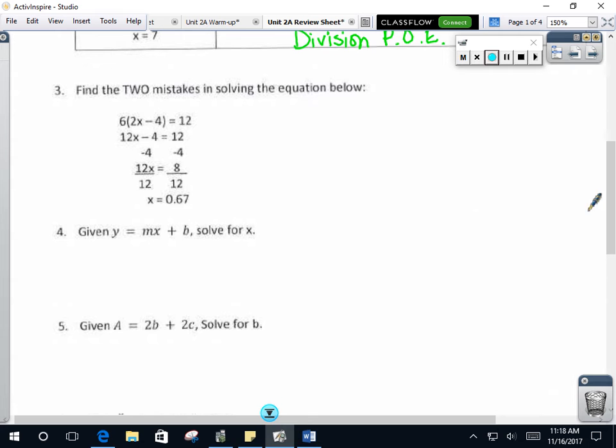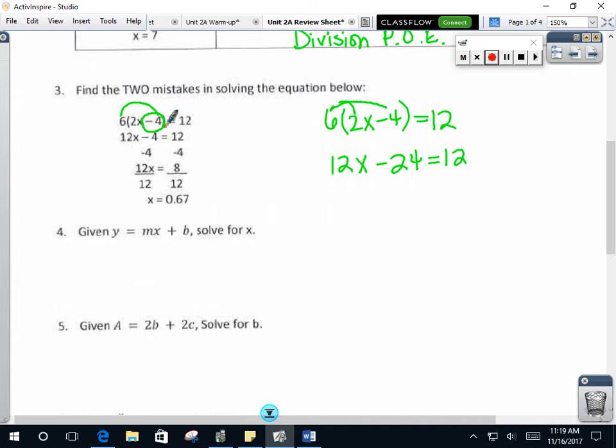All right, find the 2 mistakes in solving the equation below. I always recommend you writing it out yourself and solving it, and sometimes that makes it easier to figure out where they went wrong. Right, first you should do 6 times 2x and get 12x, and then 6 times negative 4 is negative 24. But if you look over at their work, they have the 12x, but they don't have minus 24, they have minus 4. And like Vanessa said, they forgot to distribute that to that, so that's their first mistake.